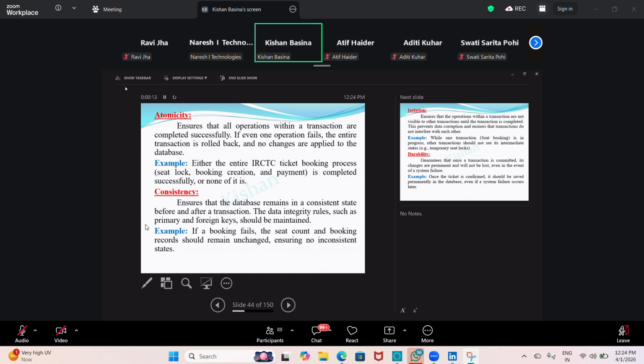Atomicity ensures all operations within a transaction are completed successfully. All the operations. Even if one operation fails, the entire transaction is rolled back. That is atomicity.